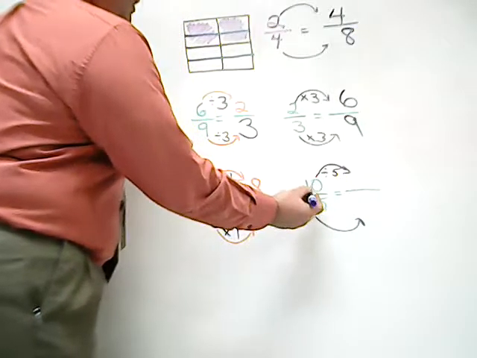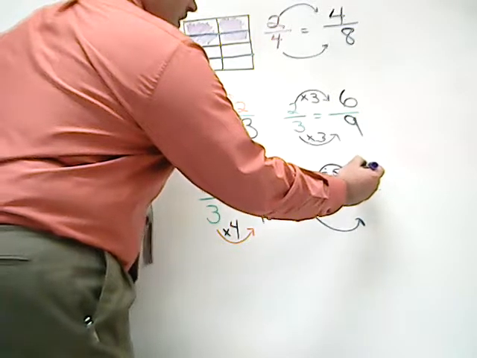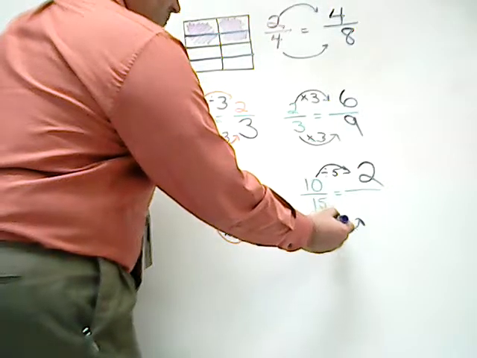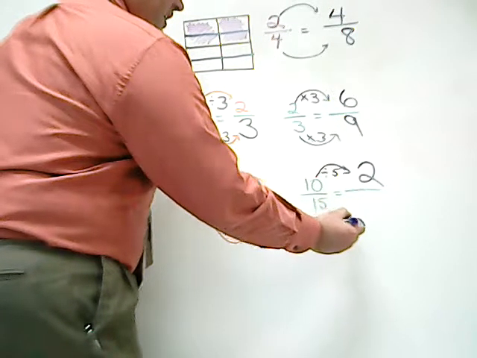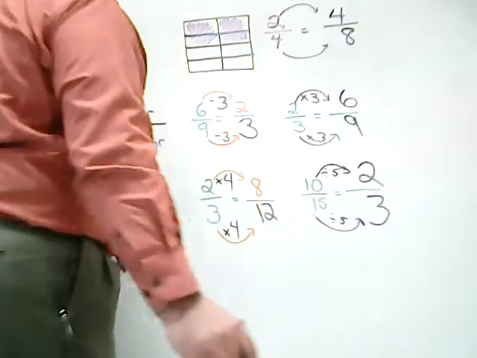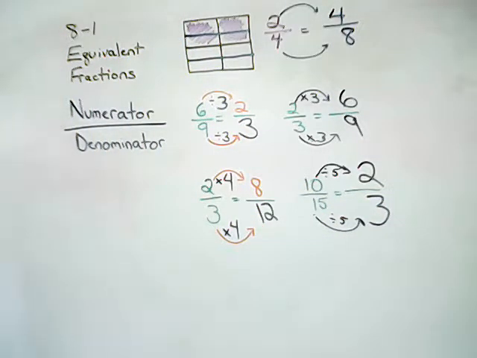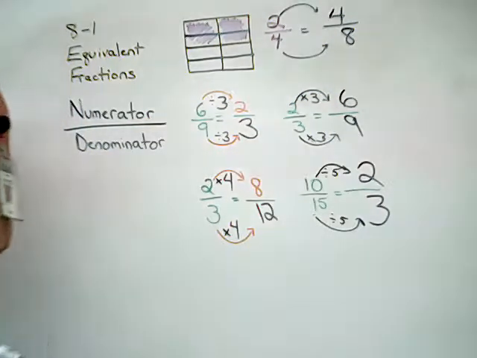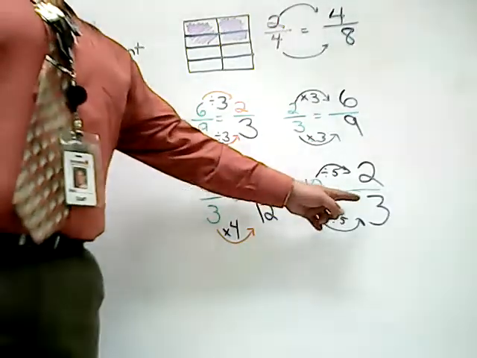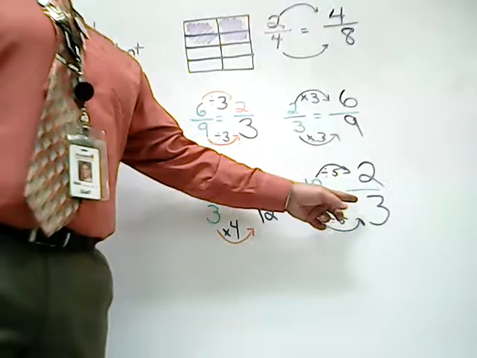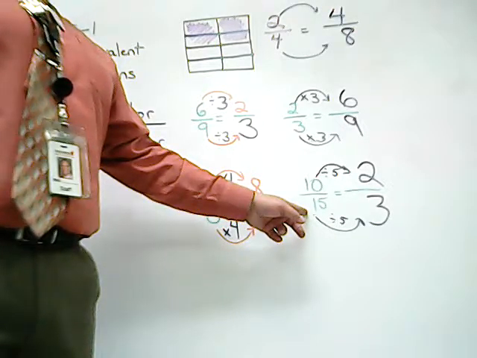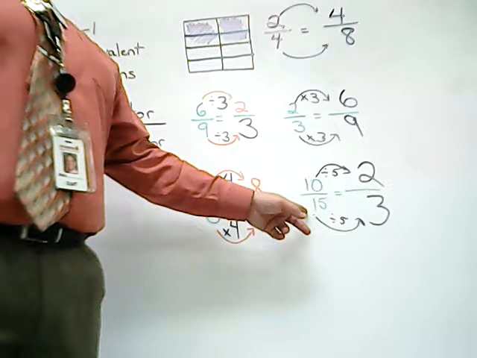Because I can do 10 divided by 5, I'll get a new numerator of 2, and 15 divided by 5, I'll get a new denominator of 3. So if you take a look, 2/3 and 6/9 are equivalent fractions, but I also got 2/3 as an answer here, which means it's also equal to 10/15. That's absolutely a possibility.